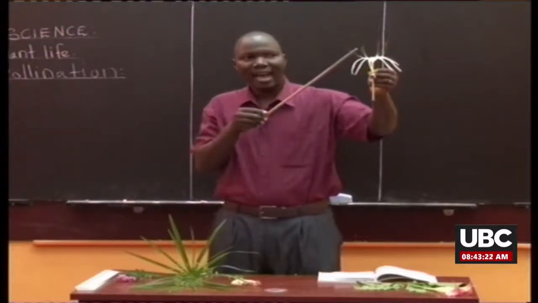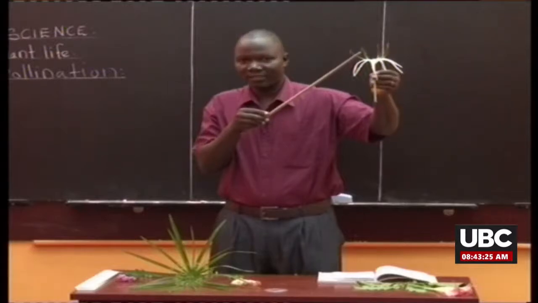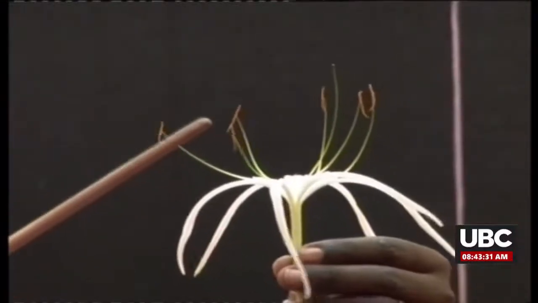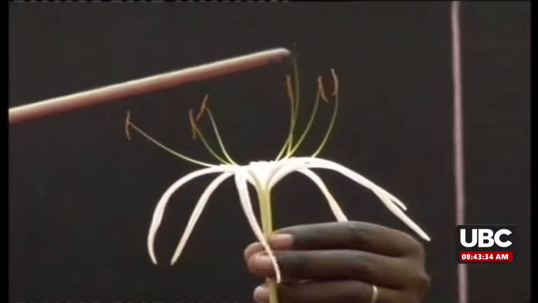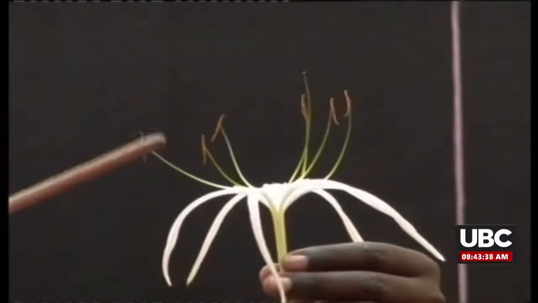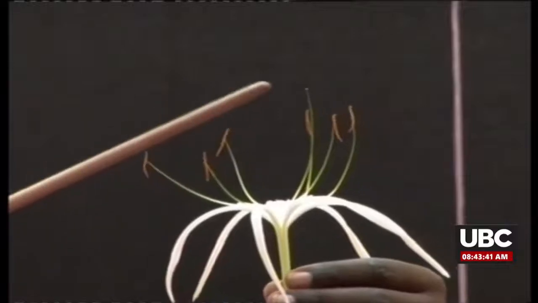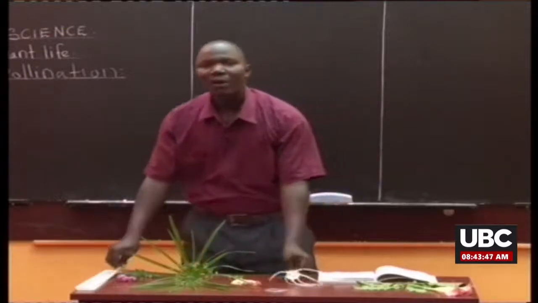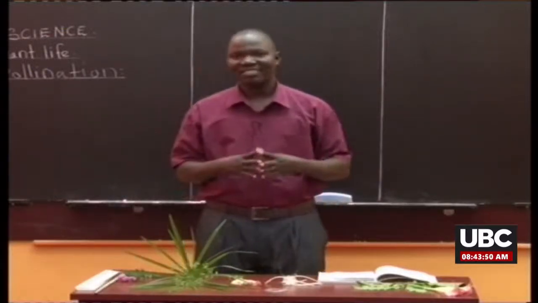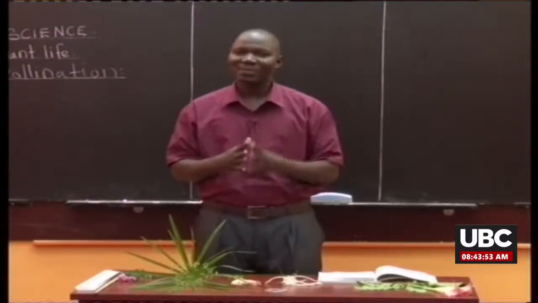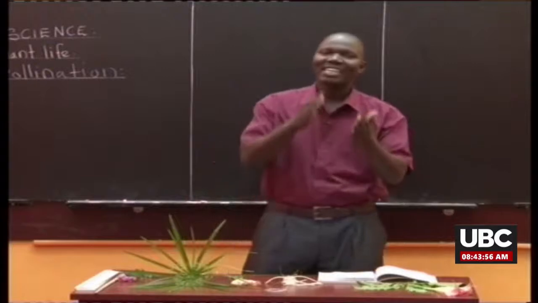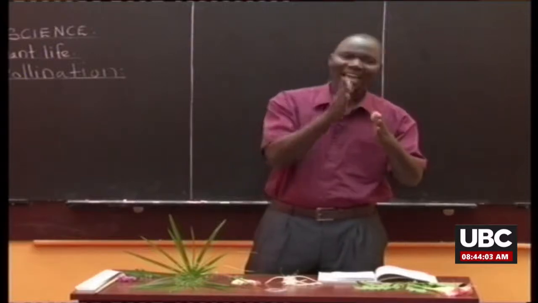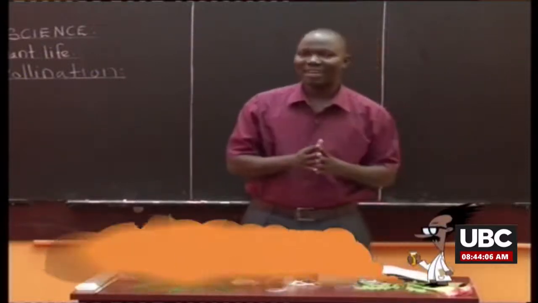The anthers have the male reproductive cells called the pollen. This pollen has to move from the anthers to the stigma. Once that happens, children, we call that pollination. So, what is pollination? In simple terms, pollination means the transfer of pollen grains from the anthers to the stigma.